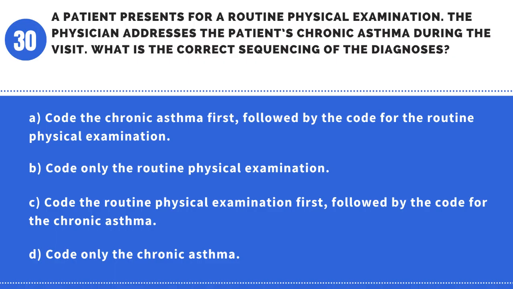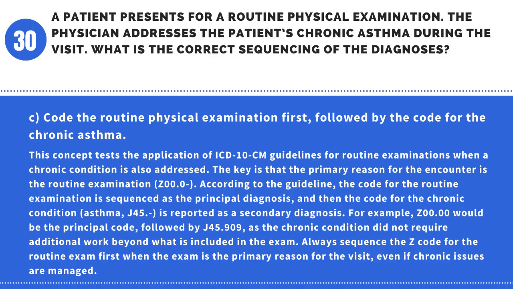Question 30. A patient presents for a routine physical examination. The physician addresses the patient's chronic asthma during the visit. What is the correct sequencing of the diagnoses? A. Code the chronic asthma first, followed by the code for the routine physical examination. B. Code only the routine physical examination. C. Code the routine physical examination first, followed by the code for the chronic asthma. D. Code only the chronic asthma. Answer C. Code the routine physical examination first, followed by the code for the chronic asthma.